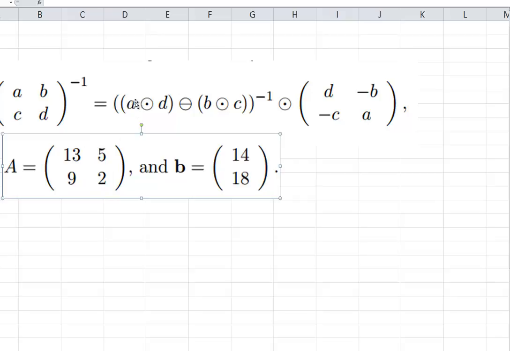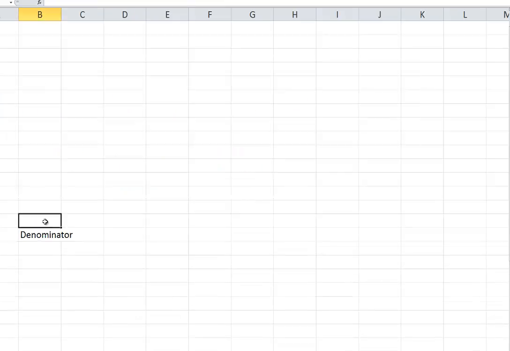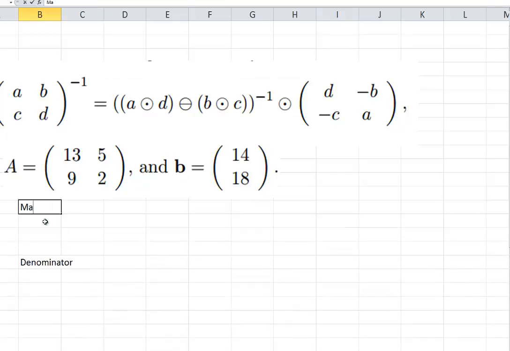All right. First, I have this formula, A circle D minus B circle D. All right. So what does that mean? That means that I first have to take the multiple and the minus, and then I'll have to take it mod 26. So the denominator is going to be, well, what's my A? Well, let me go ahead and put my A in the matrix first. So let me move this down. So here I'll put my matrix A, and here I have 13, 5, 9, 2.